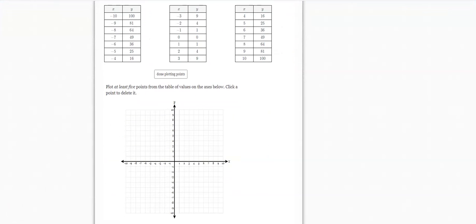Again, each time when you're looking at the tables, graph only the points that will fit on your grid. I'm going to start here at the top. Negative 3, positive 9. Negative 2, positive 4. Negative 1, 1. 0, 0. You can see the symmetry here on each side.